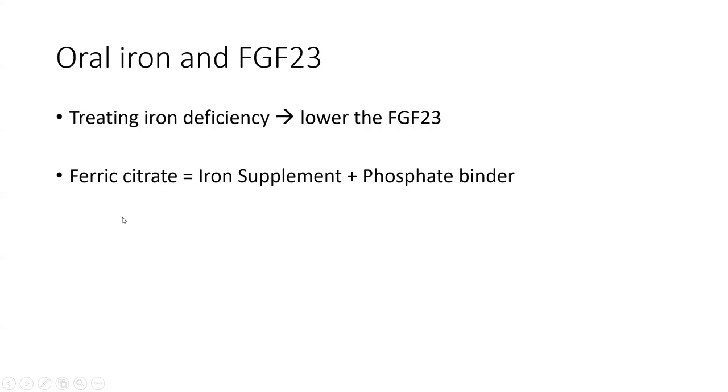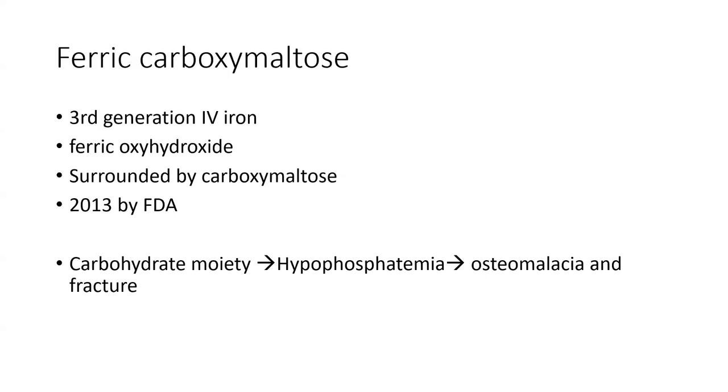And it was found that oral ferric citrate, which is an iron supplement that also has a phosphate binder action, in patients treated with ferric citrate, the levels of FGF23 were actually very low. And another observation was when patients were treated with ferric carboxymaltose. Ferric carboxymaltose is an iron preparation where you can deliver almost 750 milligrams of iron per dose. It's a third generation IV iron. It is mainly made up of ferric oxyhydroxide, surrounded by a carboxymaltose shell. And it was approved by the FDA in 2013.